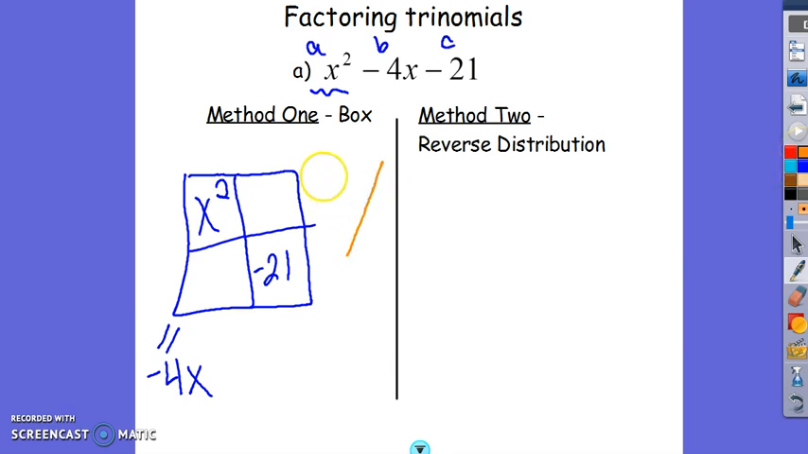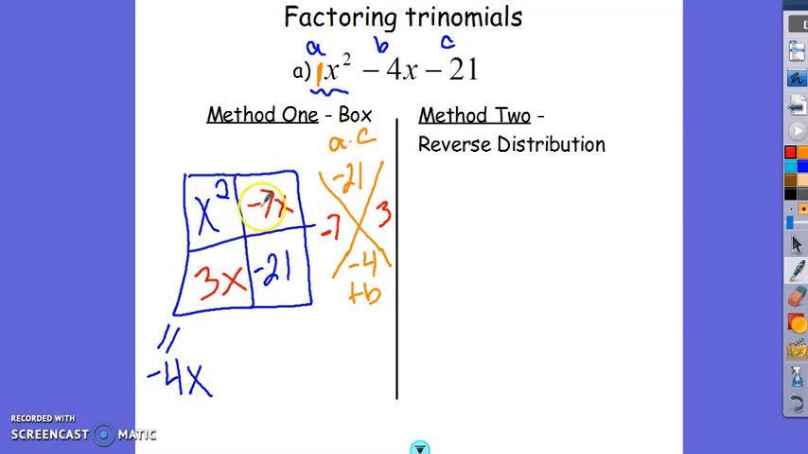Then I'm going to use an x-square to help me figure out what goes in these two boxes. How the x-square works is you take the product of a times c, and you want the numbers to add up to b. So for example, a is 1 and c is negative 21. So a times c is negative 21, and b is negative 4. I need to think of numbers that multiply to negative 21 but add up to negative 4. Well, 7 and 3 have a difference of 4. If I wanted to add up to negative 4, the 7 has to be negative. These numbers then go in your box, in the diagonals. It doesn't matter where you put them, just that negative 7x plus 3x equals negative 4x.